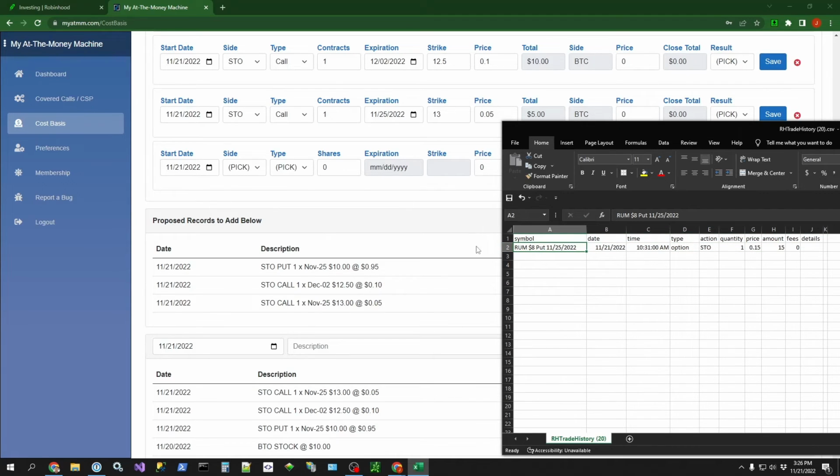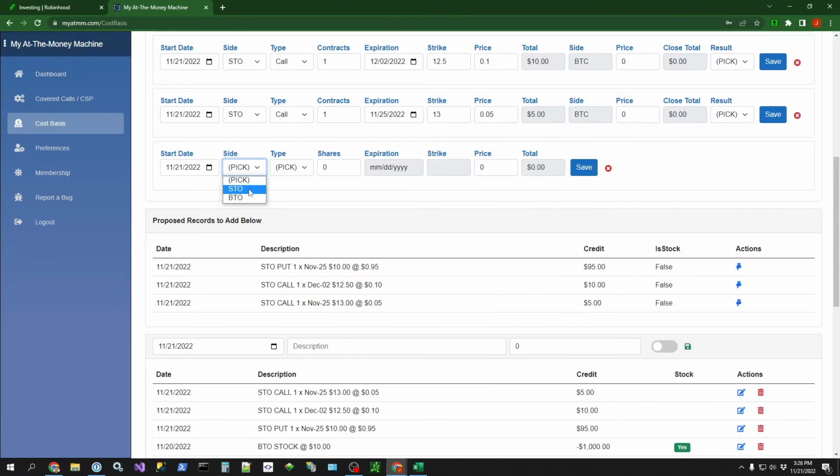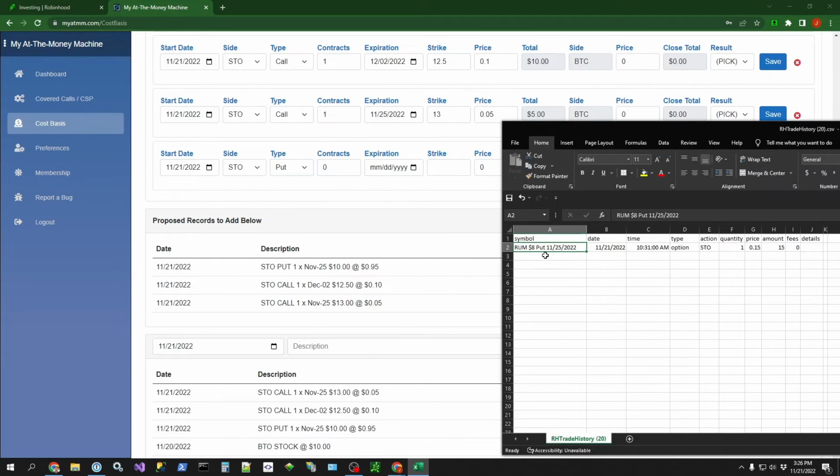So in any case, all right, sold to open. I think this was a put, right? Yeah, a put expires November 25th. We did one of them.